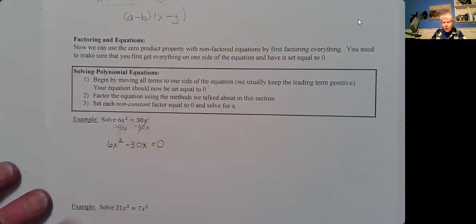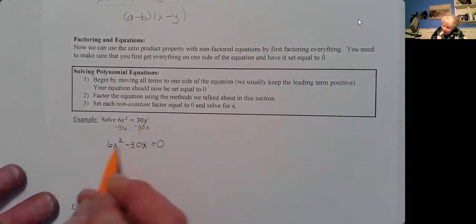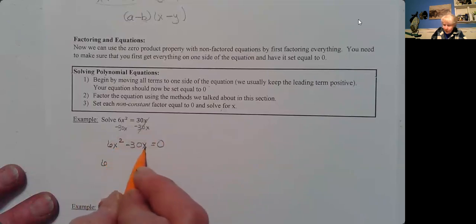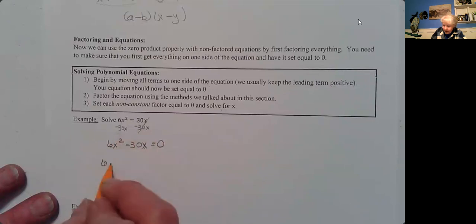And the only one we know how to factor is the greatest common factor. So what would go into 6 and 30? Well, 6. And for x squared and x to the first, we take the smaller of what's in common. They both have x's, so we're going to use x to the first.